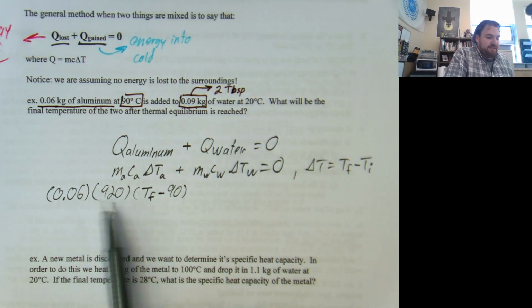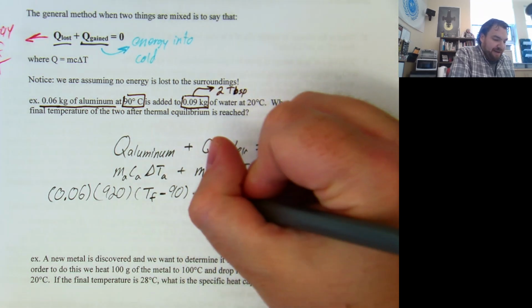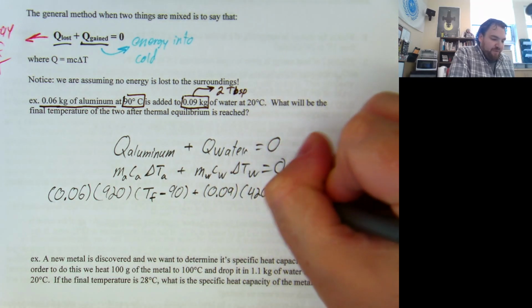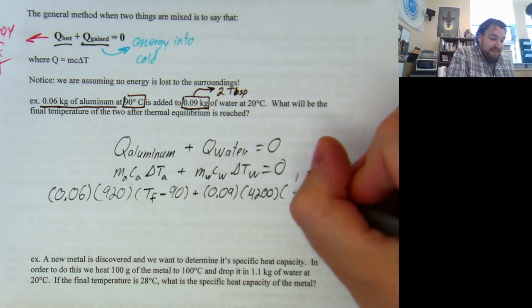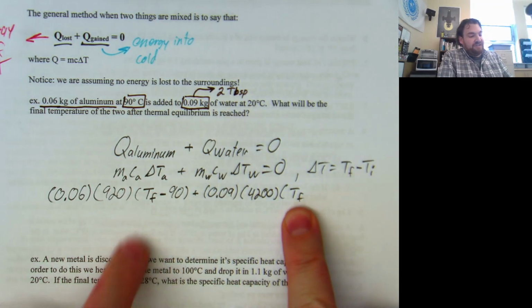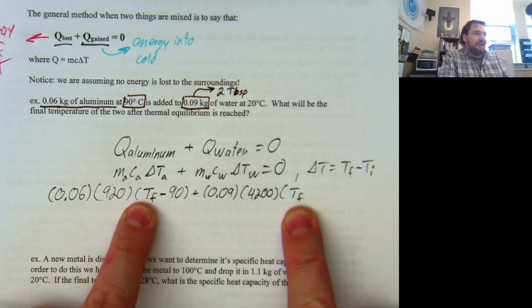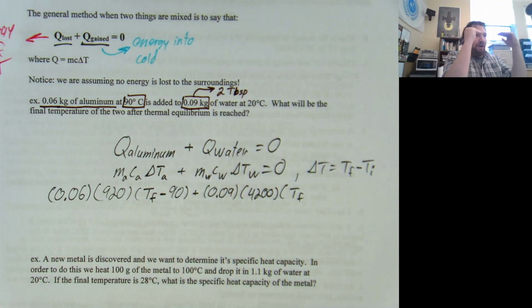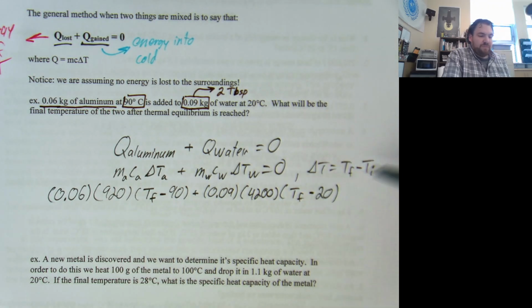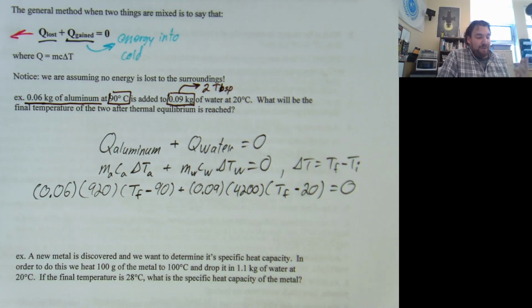So we've got mc, change in temperature, plus the mass of the water, 0.09, the specific heat capacity of the water, 4,200, times T final. We don't know what that's going to be, but we do know that the temperature final of the water and the temperature final of the aluminum have to be the same. They will meet somewhere in the middle. And the initial temperature of the water is 20 degrees. We know the sum of this is going to equal 0. And now this is the algebraic expression we're going to solve.